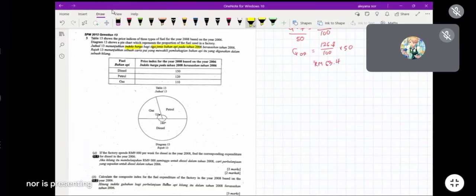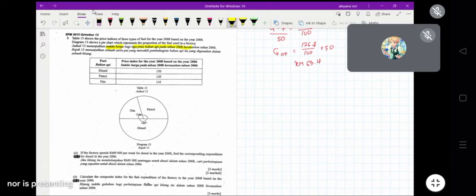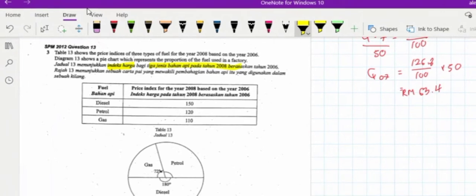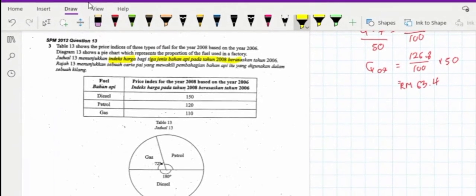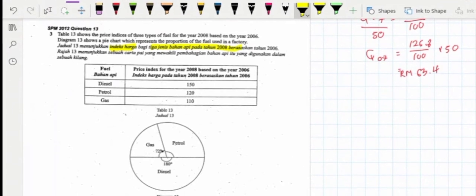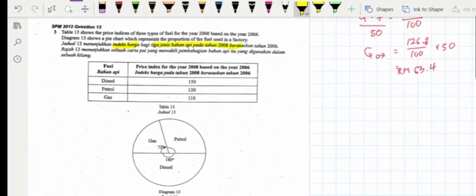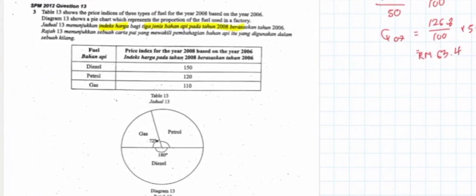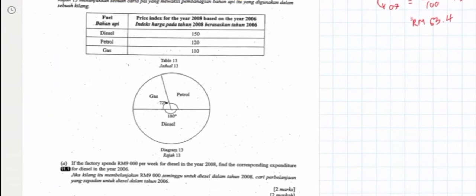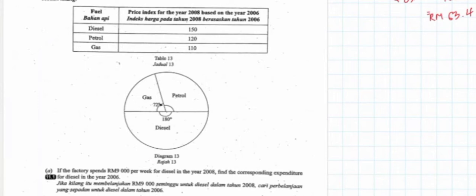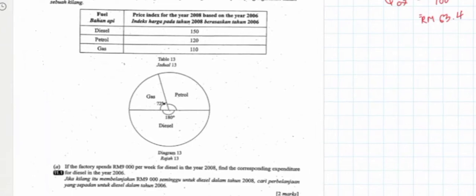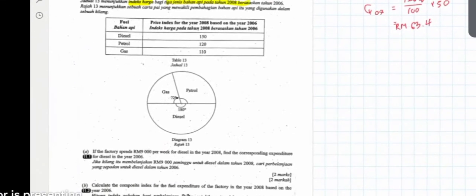Table 13 shows the price indices of three types of fuel of the year 2008 based on 2006. So this table shows the price index for diesel, petrol and gas for the year 2008 based on the year 2006. So you've got 150, 120 and 110. And what is this circle about? This circle below is your weightage, which is going to be used for the index of change.